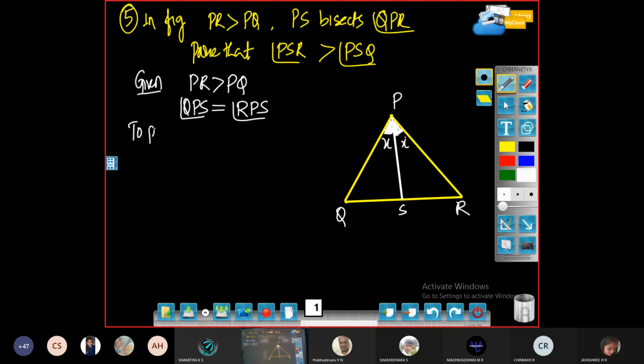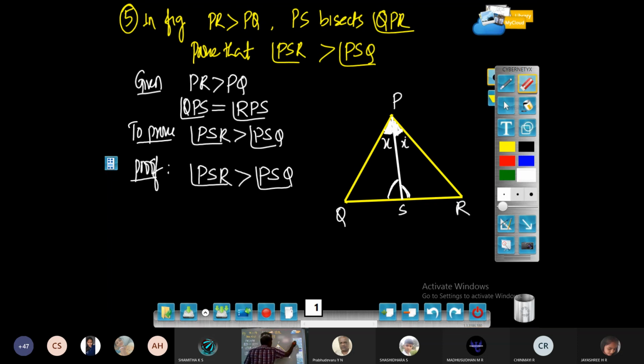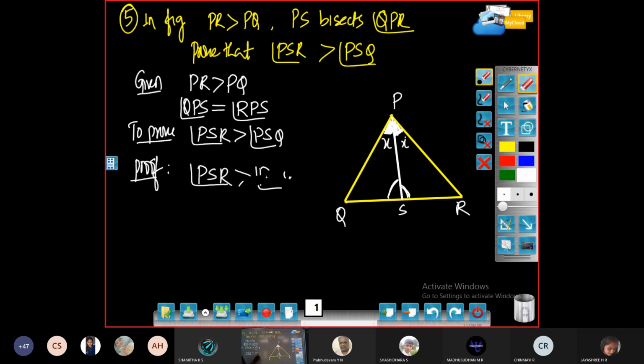So we need to prove angle PSR is greater than angle PSQ. This angle we need to prove is greater than angle PSQ. So we have to compare PSR and PSQ. Anybody got an idea? Tell me how to prove PSR is greater than PSQ.